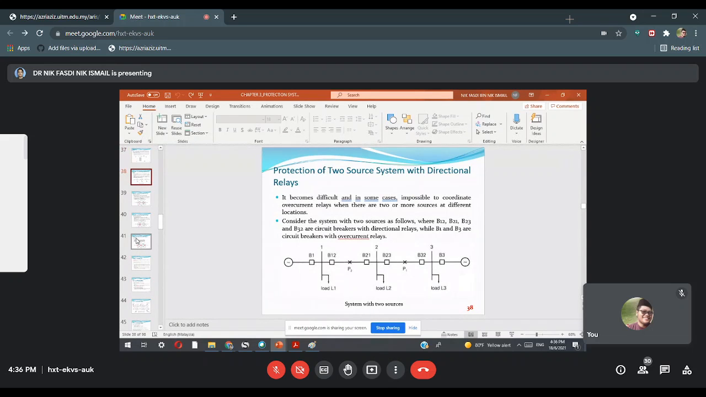Protection of two source system with directional relays. It's become difficult and difficult in some cases. Impossible to coordinate overcurrent relay when there are two or more sources at different location.